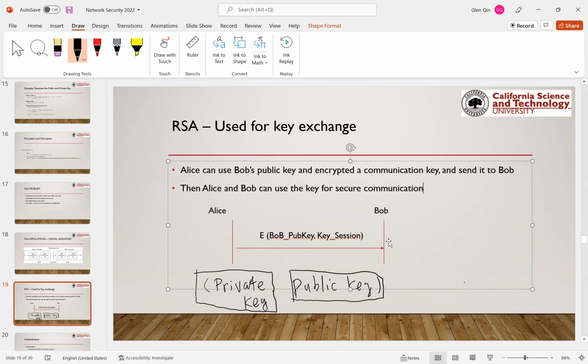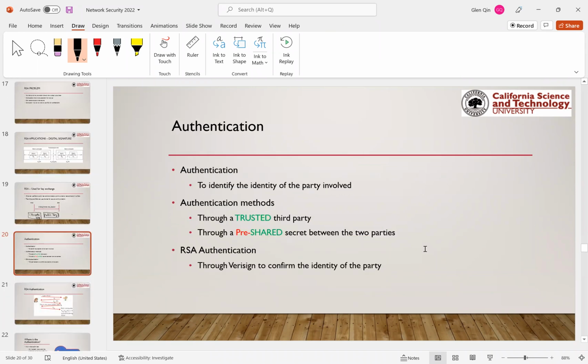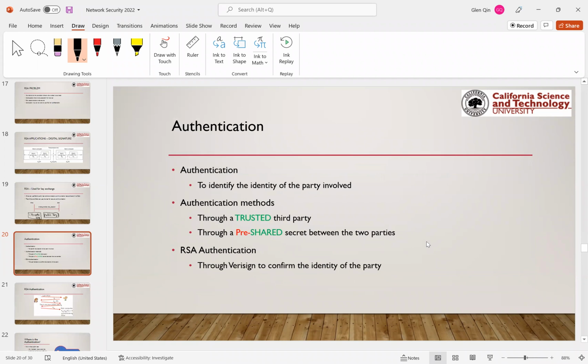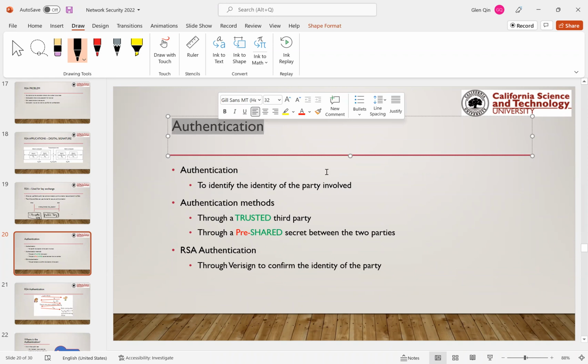Right? So then you can set up channel connections. Okay, now this is good enough. Let's move on. We will come back to why Bob has a public key. But at this moment, we move to the second thing, authentication.